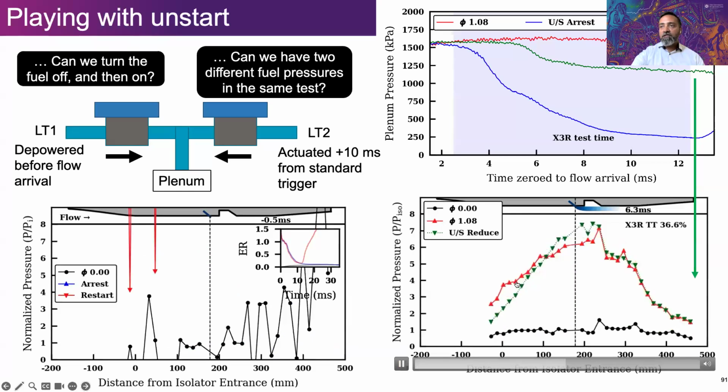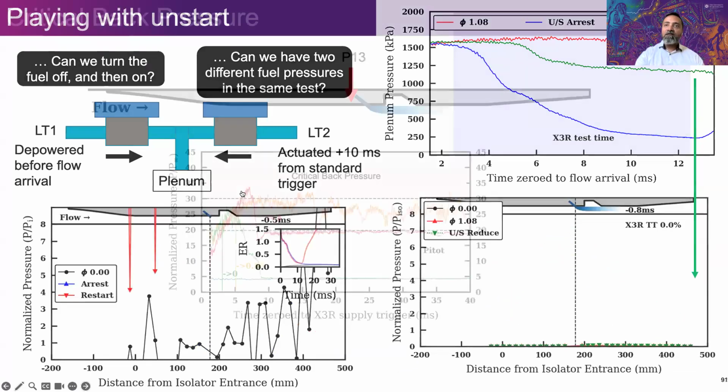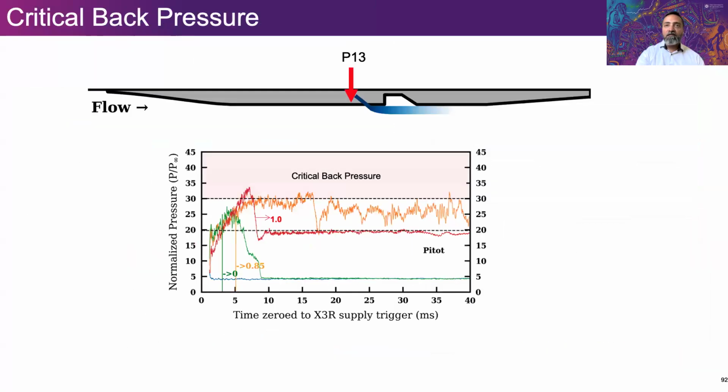So the green was a case where it would have unstarted, but because we played this game of reducing the fueling, we could keep it lit. Again, very heuristic ways of doing things. We haven't really done a systematic understanding of the physics of what's actually propagating in the boundary layer.